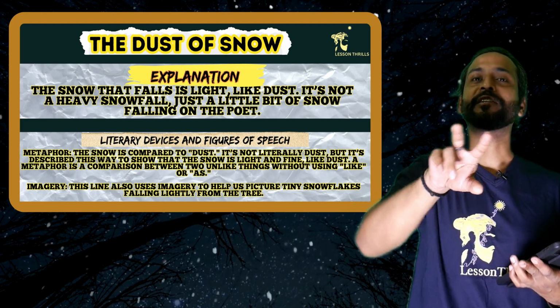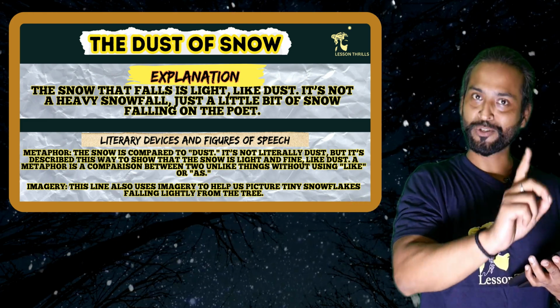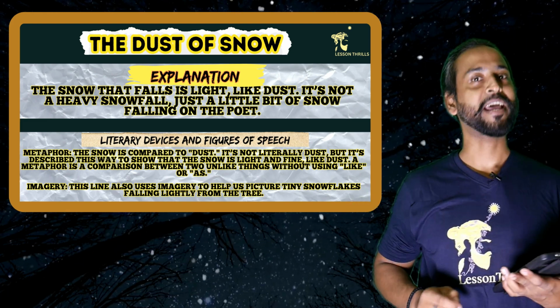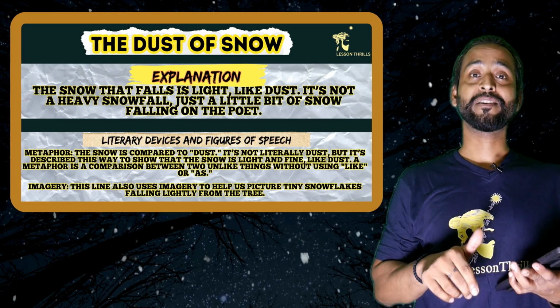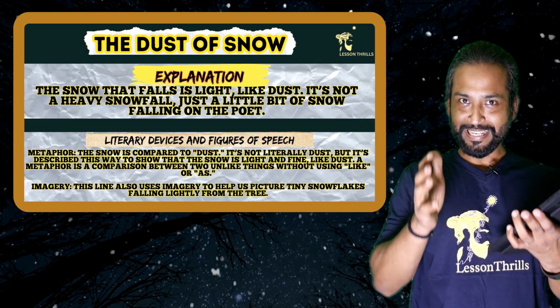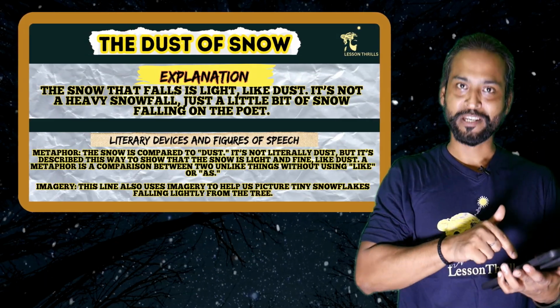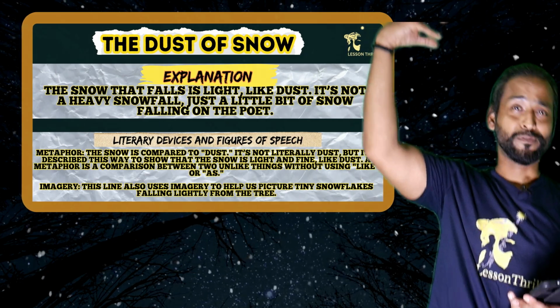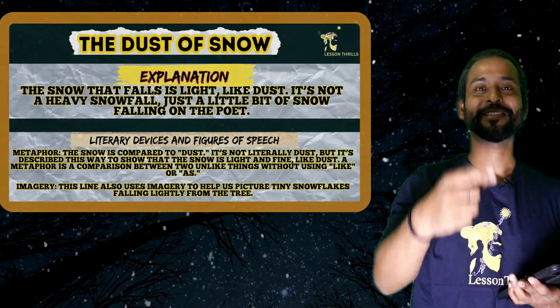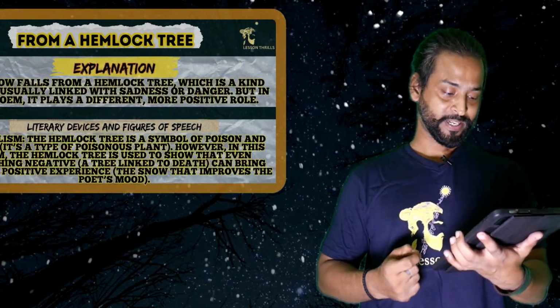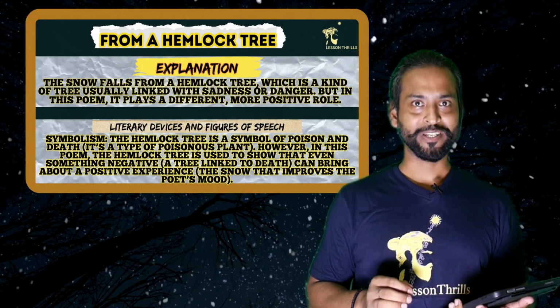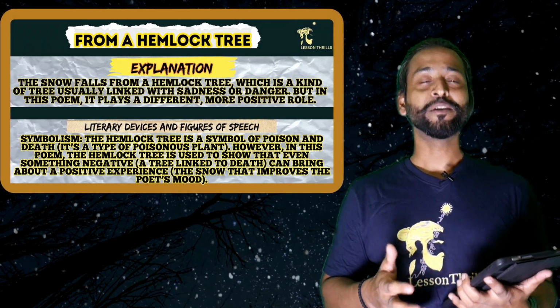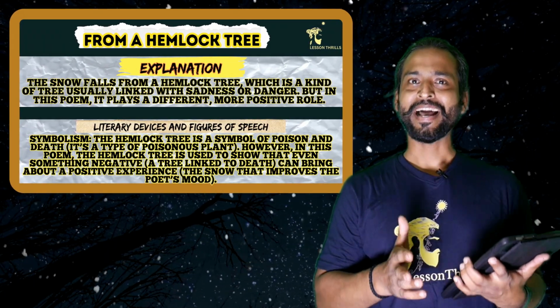So here we can see the use of metaphor where dust and snow are compared without the use of like or as. Another thing we can see here is imagery again. We can easily visualize the picture that is going on here. The dust of snow is falling onto the body of the poet. The fourth line, from a hemlock tree. The snow falls from a hemlock tree. Basically, we consider the hemlock tree to be ominous. It's not taken as something positive.